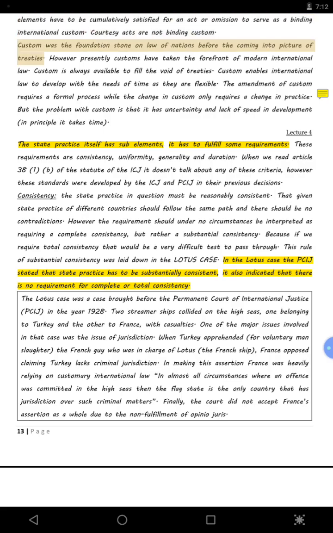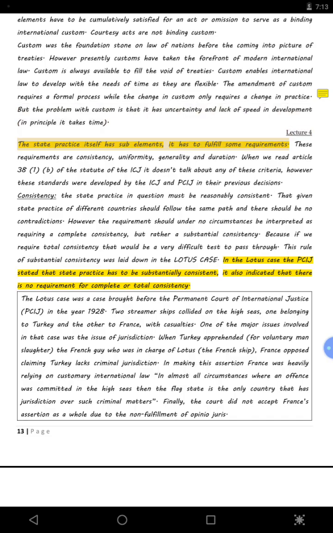Custom was the foundation stone of the law of nations before the coming into picture of treaties. However, presently customs have taken the forefront of modern international law. Custom is always available to fill the void of treaties. Custom enables international law to develop with the needs of time as it is flexible. The amendment of custom requires no formal process while the change in custom only requires a change in practice. But the problem with custom is that it has uncertainty and lack of speed in development. In principle, it takes time.